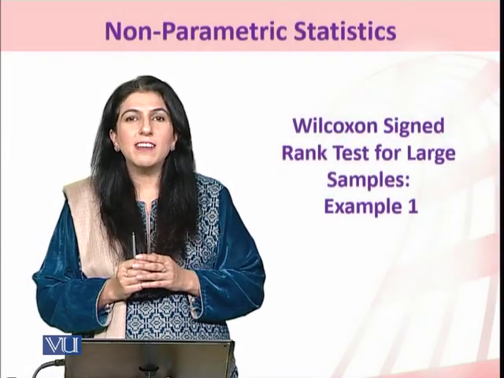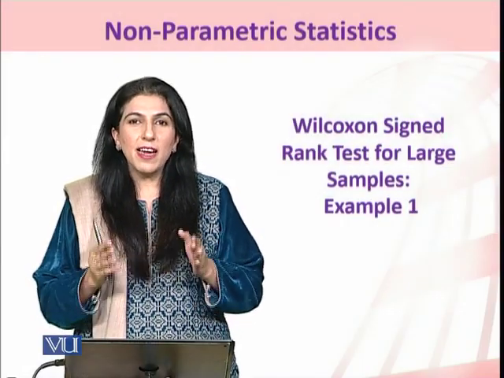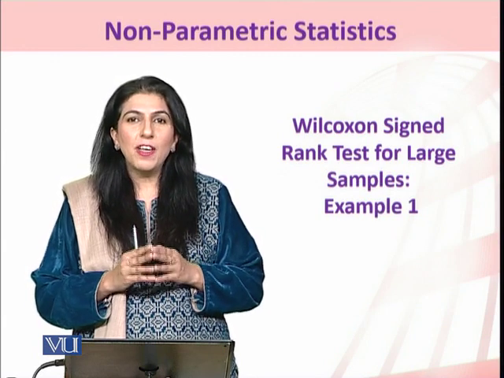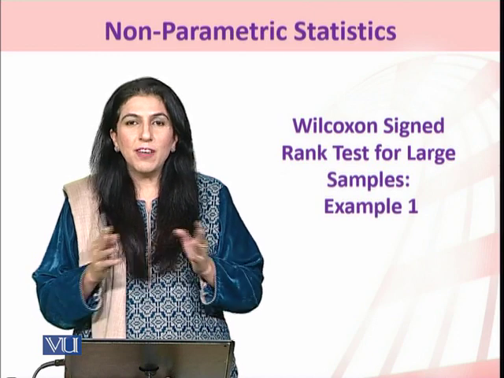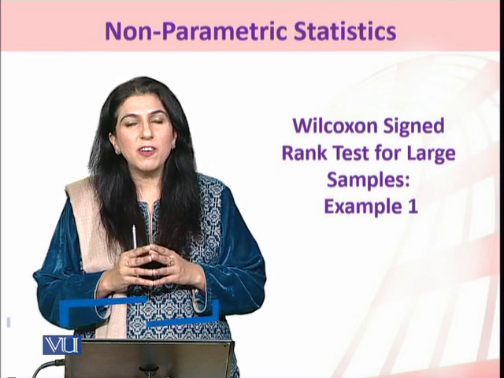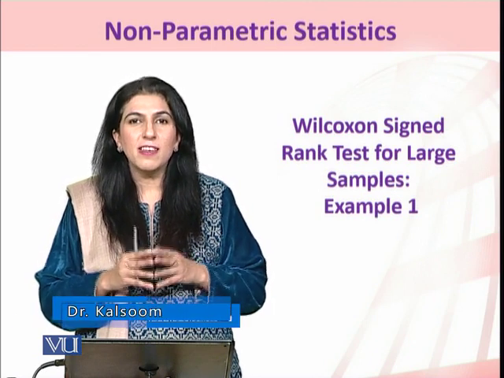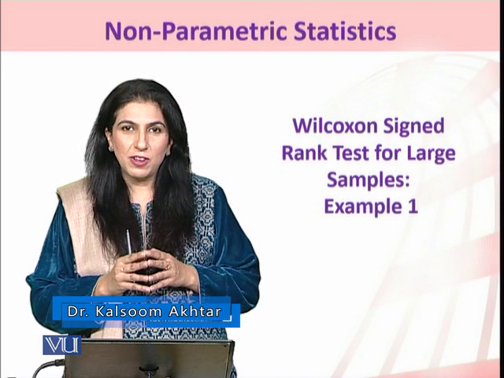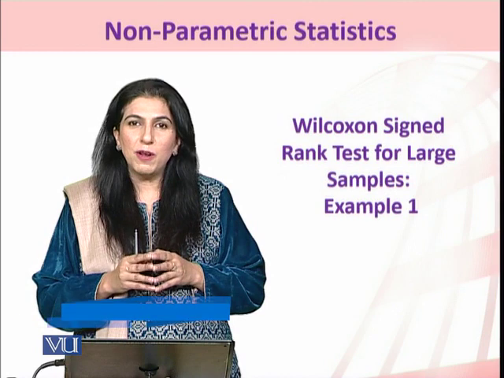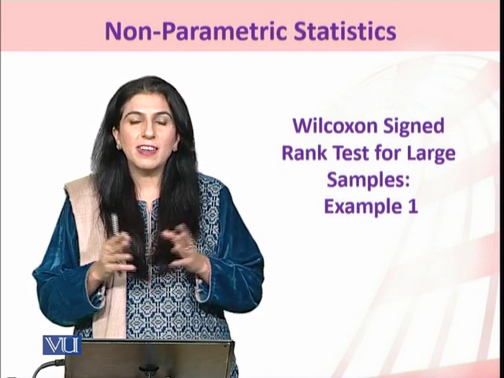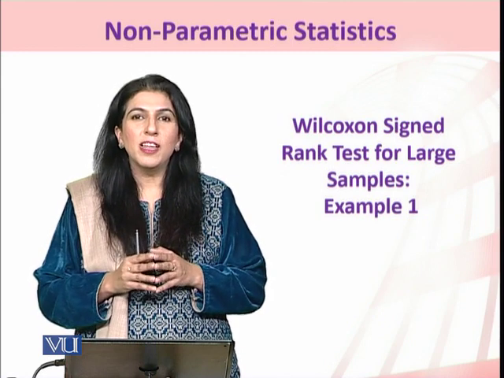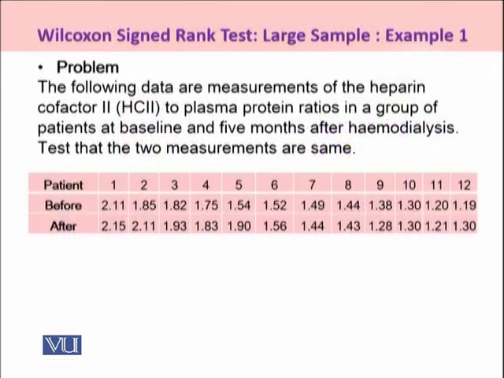If we have large samples, that means our pairs under the related samples fulfill the condition of n into n plus 1 by 2. If that is greater than 20, we can approximate the testing of hypothesis about the median difference using the normal distribution. So students, I will be giving you a demonstration on a real-life problem, showing how we can make use of that condition to apply the z-test or the normal approximation onto the related sample.